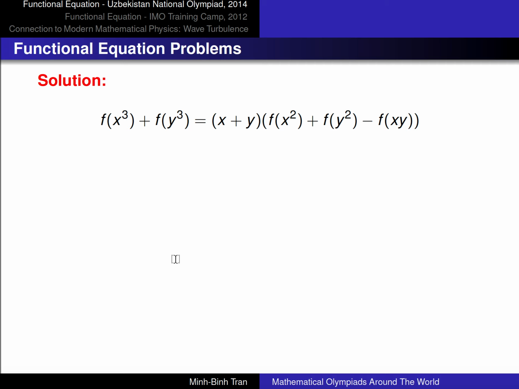Now let us discuss the solution. First, I write down the equation. This is the equation that I have. In this equation, if I put x and y to be 0, this will become 0, this will become 0. But the important thing is this factor will be 0, which means that the whole thing on the right hand side will be 0, and finally you get f of 0 is equal to 0.